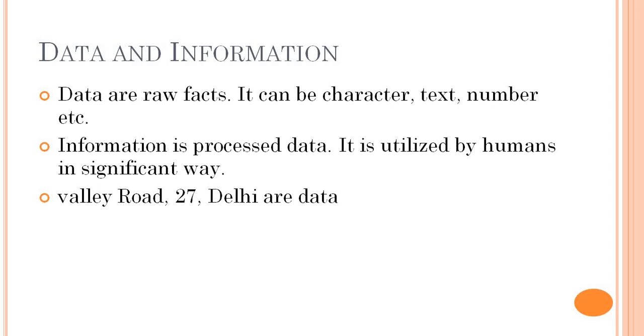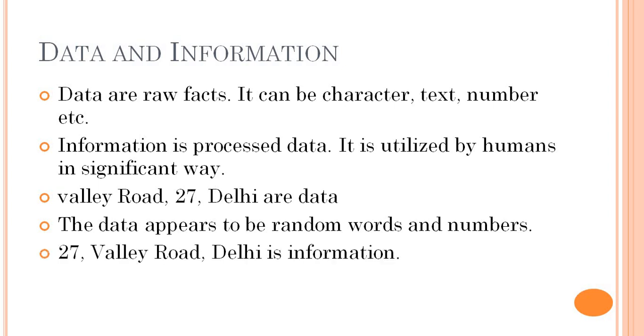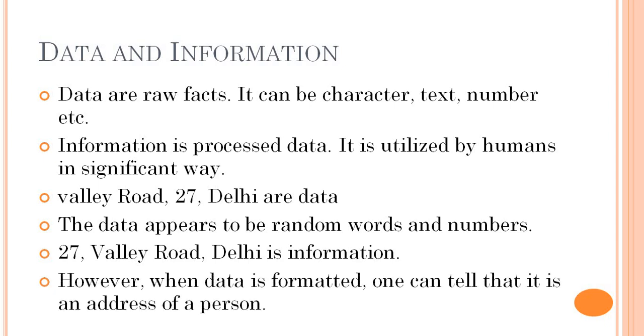The example: Valley Road 27 Delhi. These are data, random text and numbers which do not make any sense. The data appears to be random words and numbers, so just random. 27 Valley Road Delhi is information. So when this data is processed, it is formed in a particular way, it becomes information. However, when data is formatted, one can tell that this is the address of a person. So when we arrange it properly, when we format it, it is going to be information which is going to be useful to us.